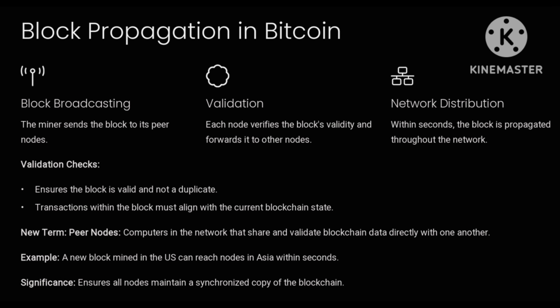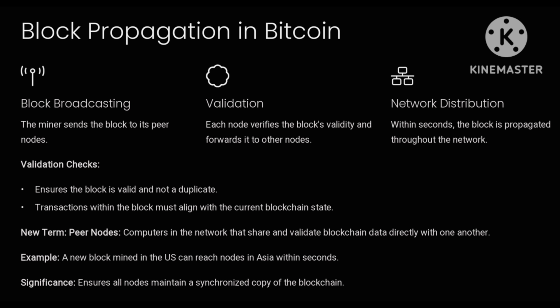Slide 5. Block propagation in Bitcoin. Once a block is mined, it needs to be shared across the network. This process, called block propagation, ensures all nodes have an updated copy of the blockchain. Here's how it works. 1. The miner sends the block to its peers. 2. Each peer verifies the block's validity, ensuring all transactions are legitimate, and forwards it to its own peers. 3. Within seconds, the block reaches nodes around the world.